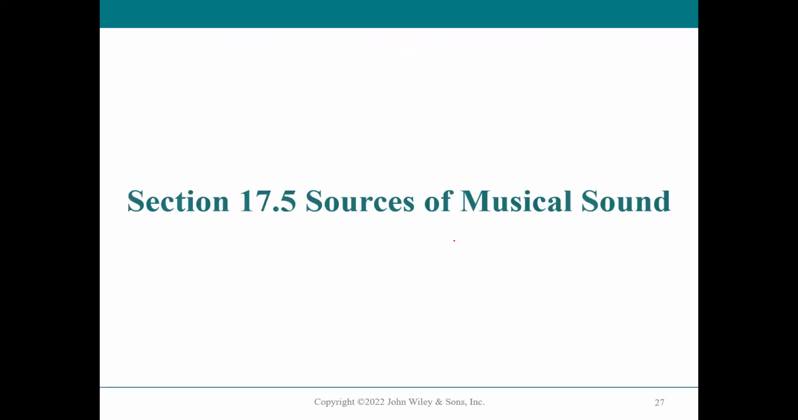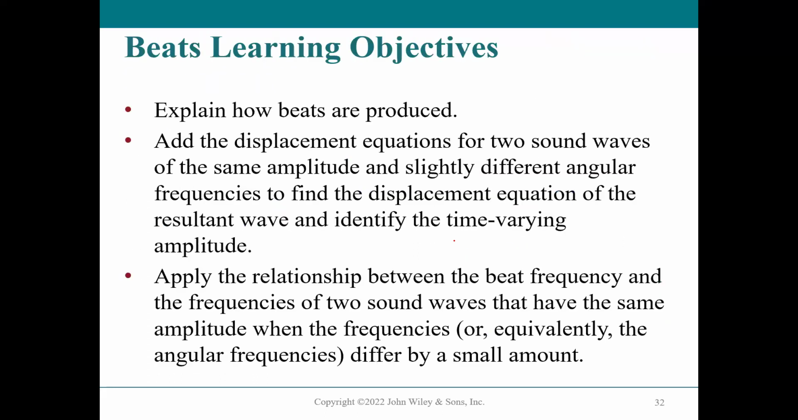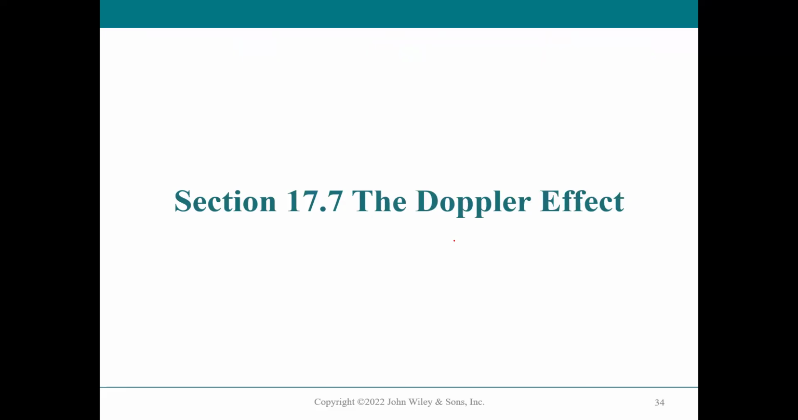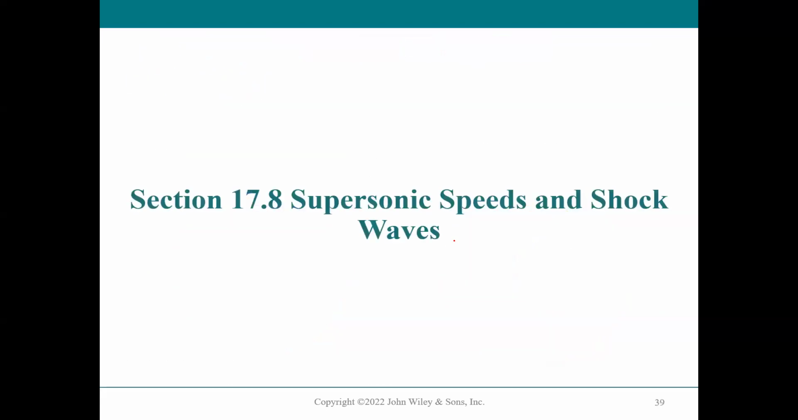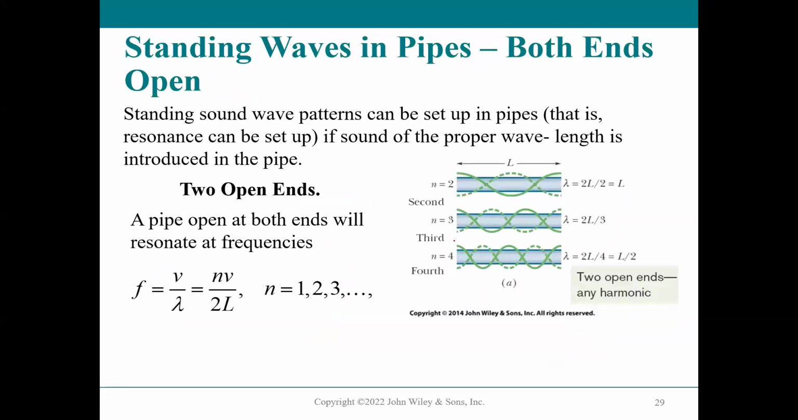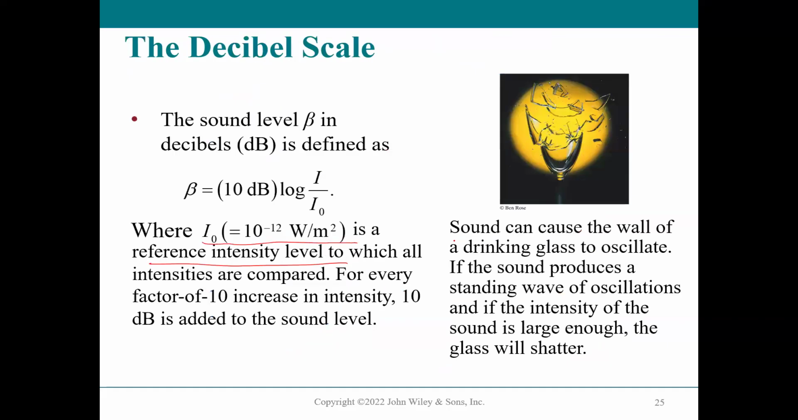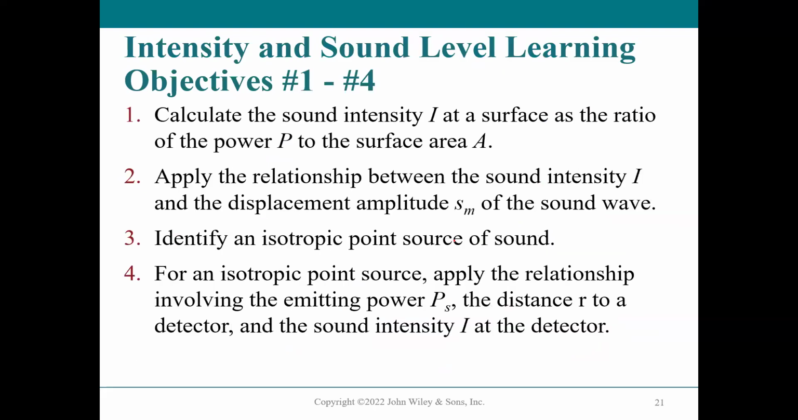And then beats. Okay, beat is the difference of frequency, for example, F1 minus F2. So it's the beat frequency, and then Doppler effect. So Doppler effect we can calculate like this. This one is the moving source with stationary detector, and moving detector with stationary source.